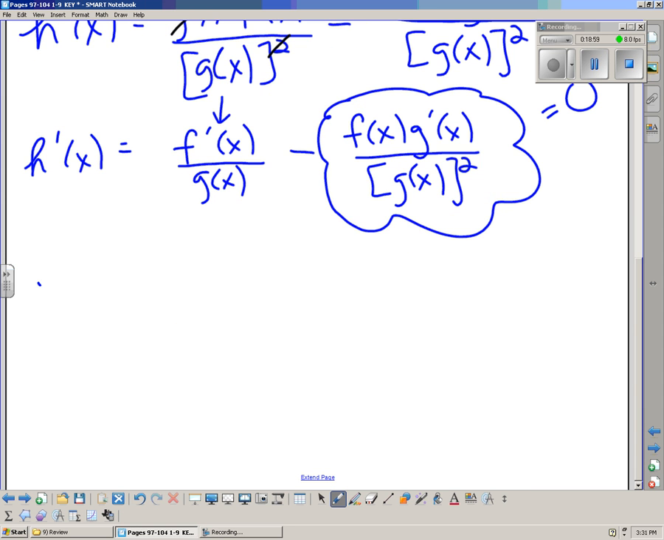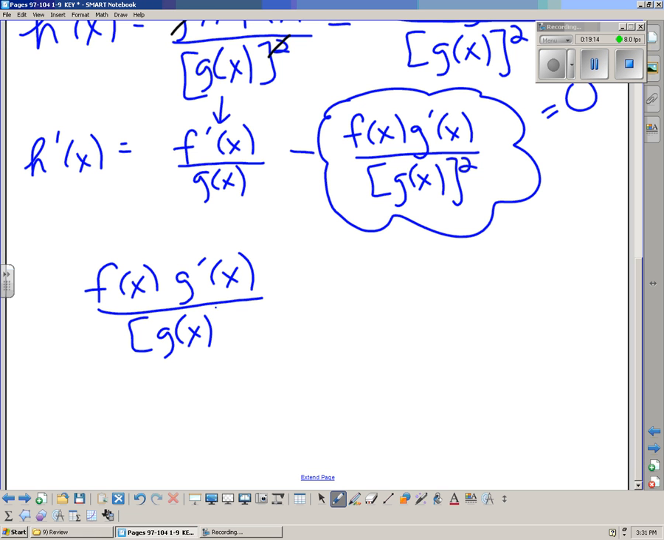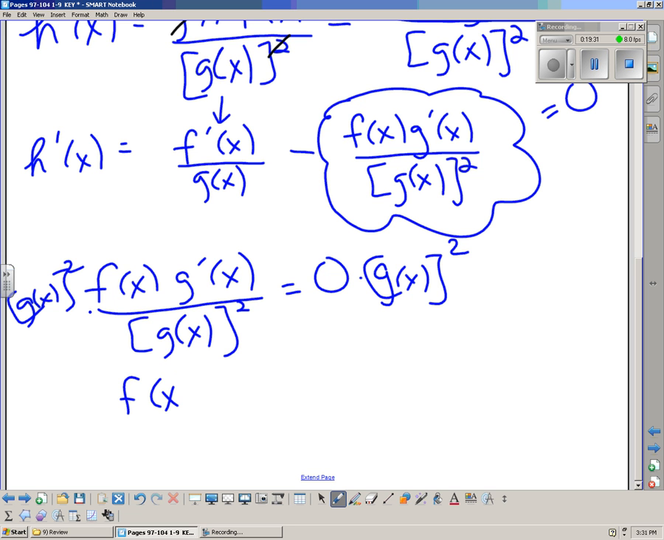What I meant to say was this second term, f of x times g prime of x over g of x squared, has to equal 0. Now, if I want to set a fraction equal to 0, I can multiply both sides by g of x squared, and the g of x squared term will vanish. And now we know that f of x times g prime of x is actually equal to 0.